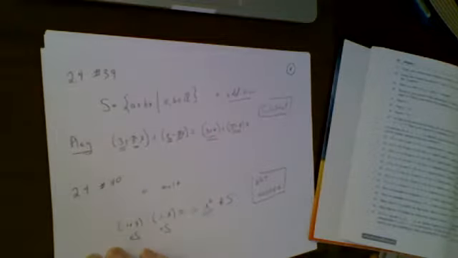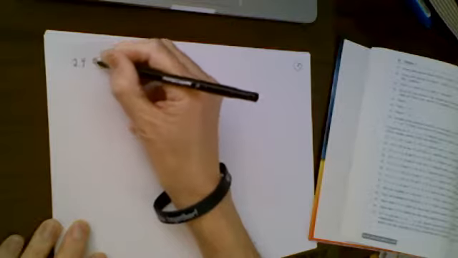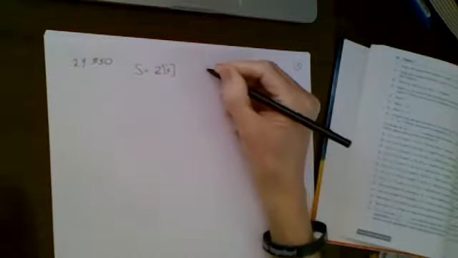Let us move to the next requested problem, number 50. Number 50 says, let S be the set of polynomials with integer coefficients. So S is our good friend, the set of polynomials with integer coefficients, and the circle operation is ordinary multiplication.